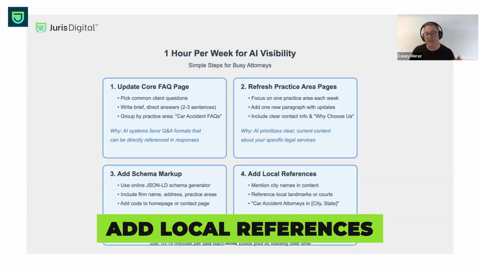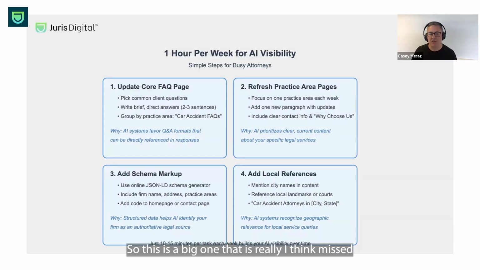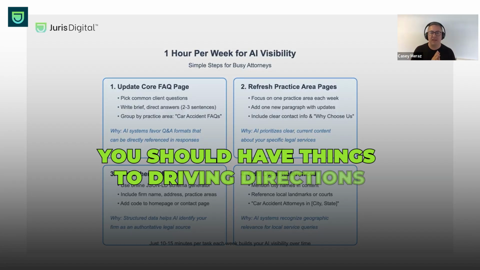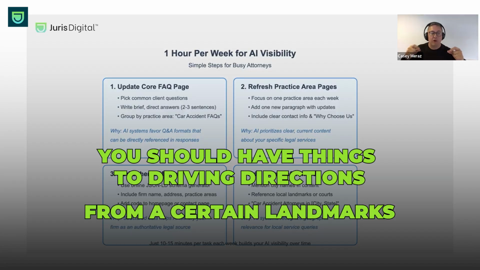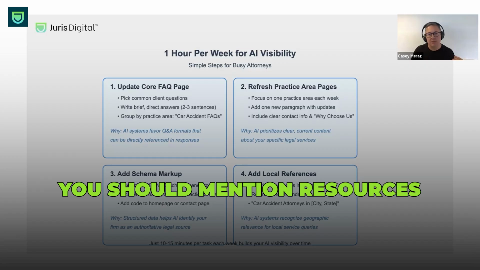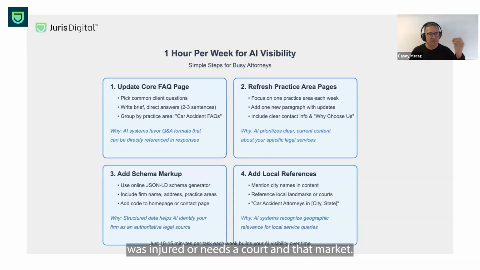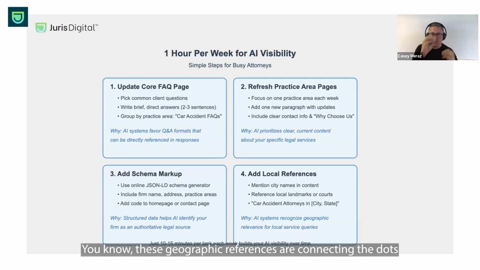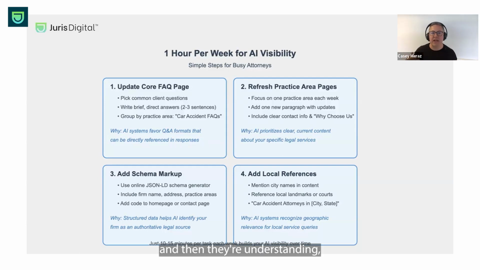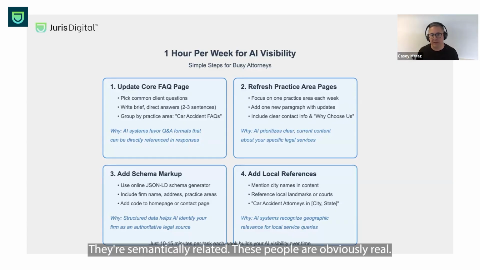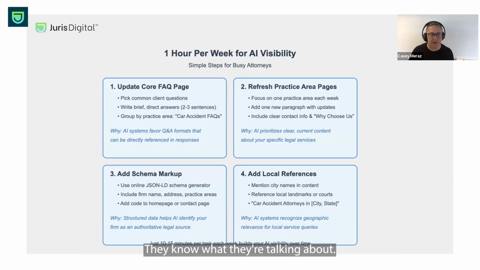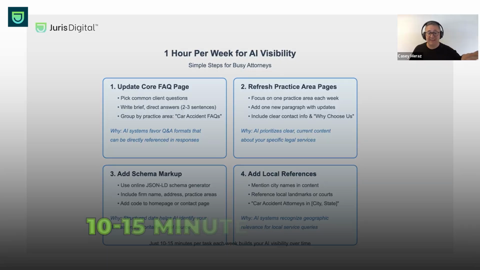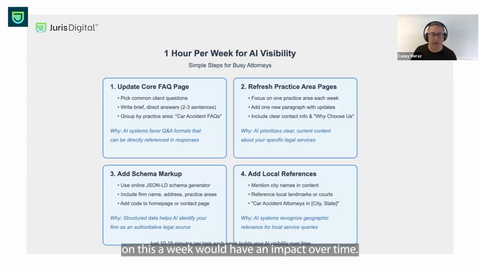And then you add local references. Okay, so this is a big one that is really, I think, missed by a lot of people that are trying to rank in locations. If I'm trying to rank in a certain city, you should have driving directions from certain landmarks, or maybe you should mention resources that would be helpful to that person that was injured or needs a courthouse in that market. And you can link to them and talk about where they're at. These geographic references are connecting the dots, and then they're understanding, hey, these things are semantically related. These people are obviously real. They know what they're talking about. Let's put these together. So even just spending like 10 to 15 minutes per task on this a week would have impact over time.